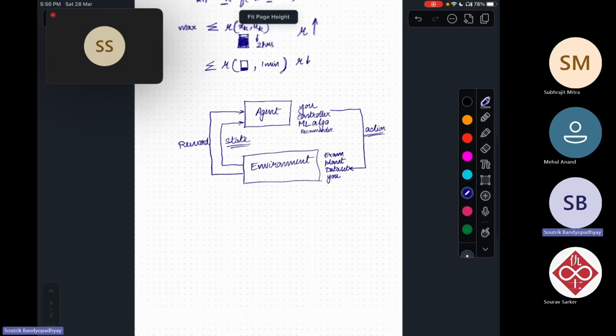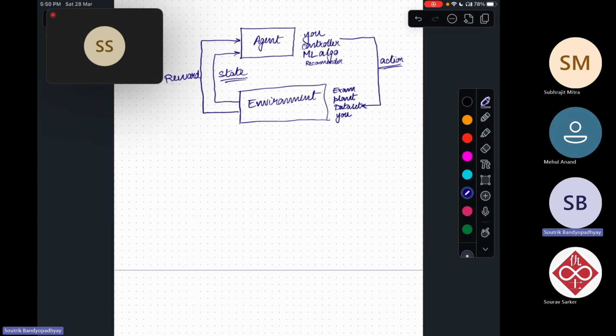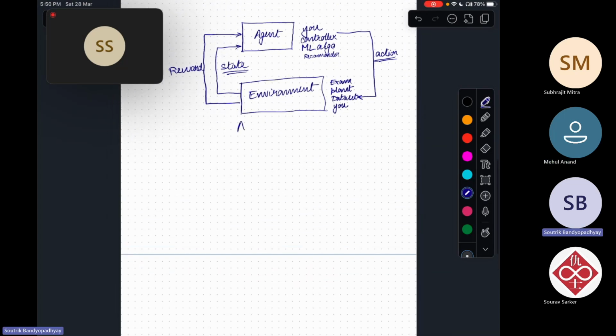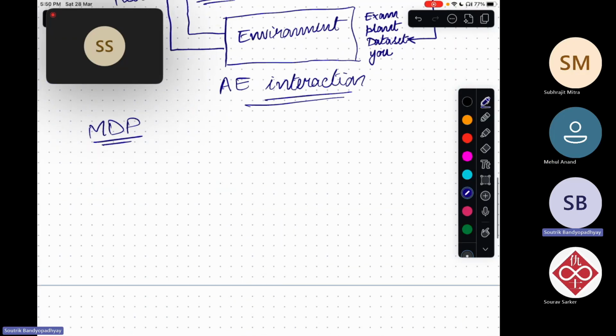So if I zoom out a bit, you observe this sort of feedback loop that is coming into play, right? So this is called the agent environment interaction. And this is something called the Markov decision process. Let me write the full form of it so that the readers may be able to identify. It's called Markov decision process, right?